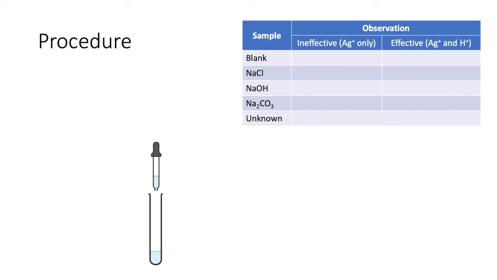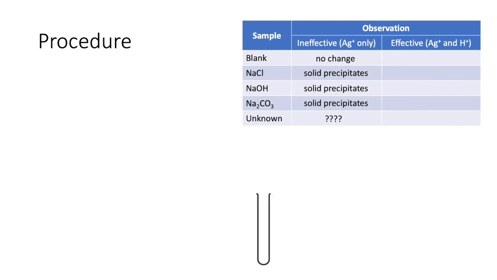As always, you should see no change for your blank, that is, nothing will precipitate. But for the sodium chloride, sodium hydroxide, and sodium carbonate samples, you should see a solid precipitate in each of those cases. And this indicates that hydroxide ions and carbonate ions can cause false positives in this test, and we need to get rid of them, at least if we want the test to be effective. You'll then run the test again.